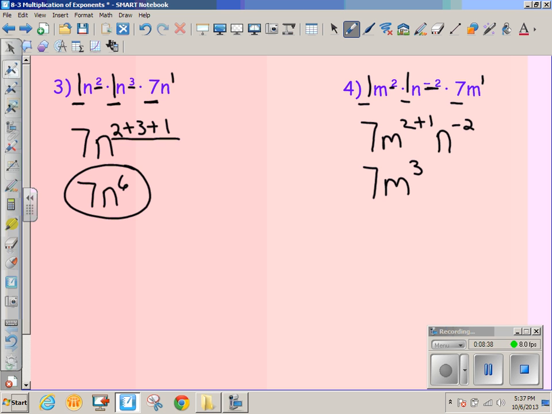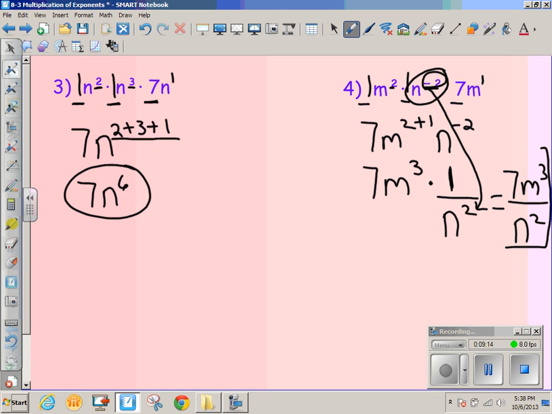Now we have a little problem here with the n raised to the negative second power because I can't have a negative exponent. So if I can't have a negative exponent, then I need to rewrite that another way. So n raised to the negative second power is going to be times 1 over n to the second. A negative exponent just becomes a positive in the denominator, and we use 1 as the numerator. So when we multiply across, final answer, we end up with 7 times m to the 3rd power all over n to the 2nd power.